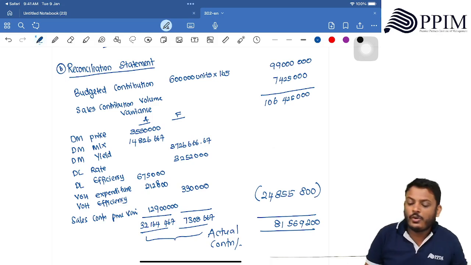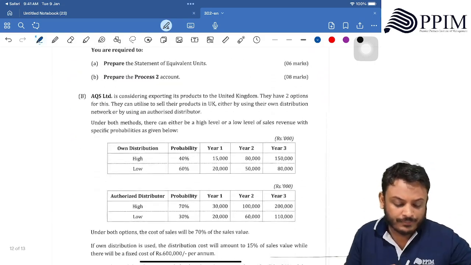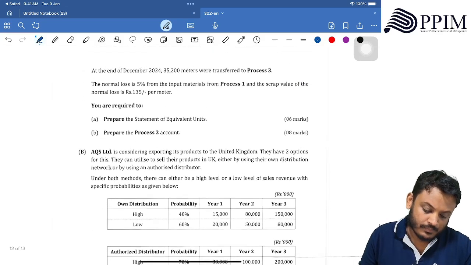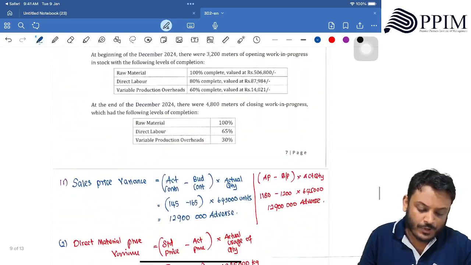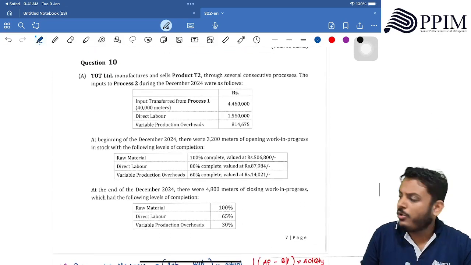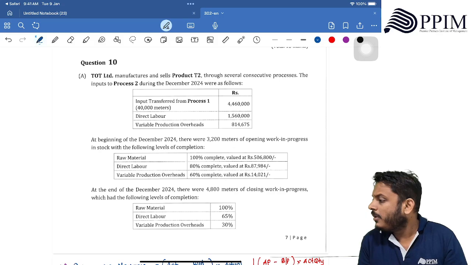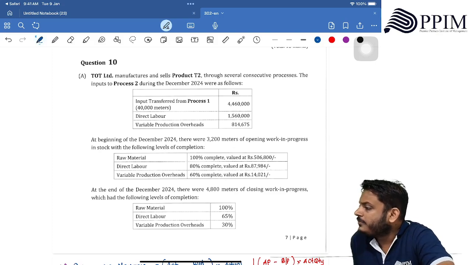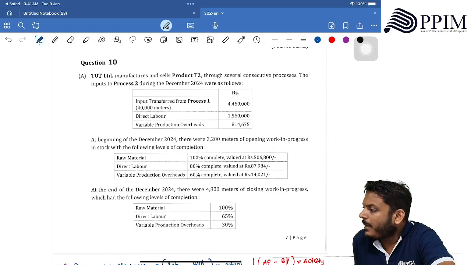Right. Now, students, next question. Next question is process account. Lamai, do you want me to do the process account also? Did you all try process account? Process account is a straightforward question. That's why I'm asking, then I can move to the next fast paper.